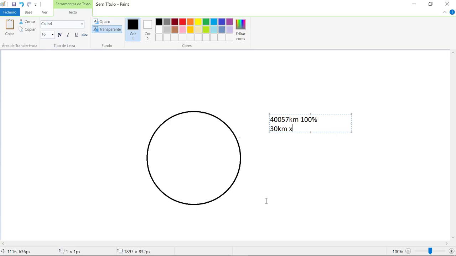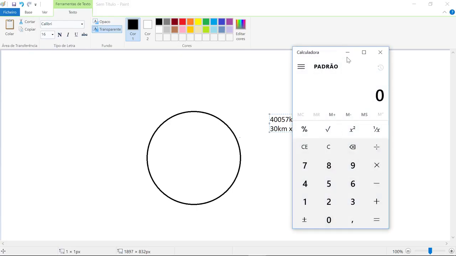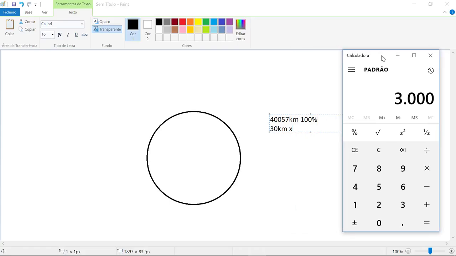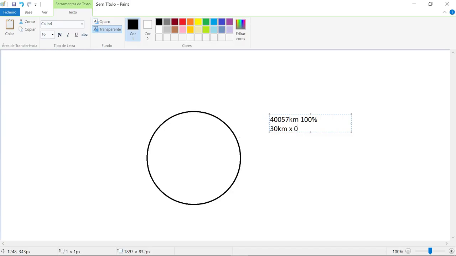So, let's pull up the calculator and multiply 30 with 100, which equals 3,000, and now divide it by the Earth's circumference. So 30 kilometers is 0.07% of the curvature. You see this number? Very small. You just pick the Earth and cut it in 100 pieces, and you select one piece.